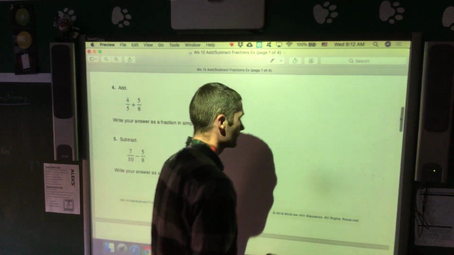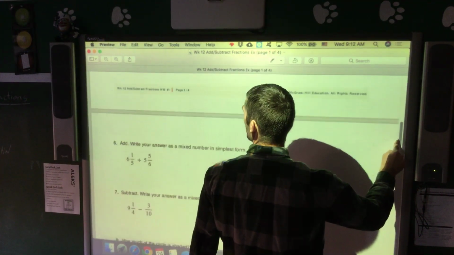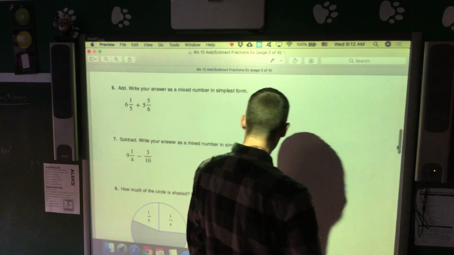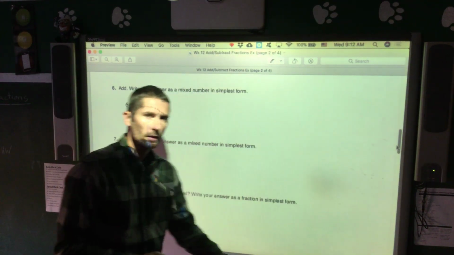This homework will take a while, so let's make sure we do it right the first time. Add these, write your answer as a mixed number in simplest form. Okay, so let's look at this.